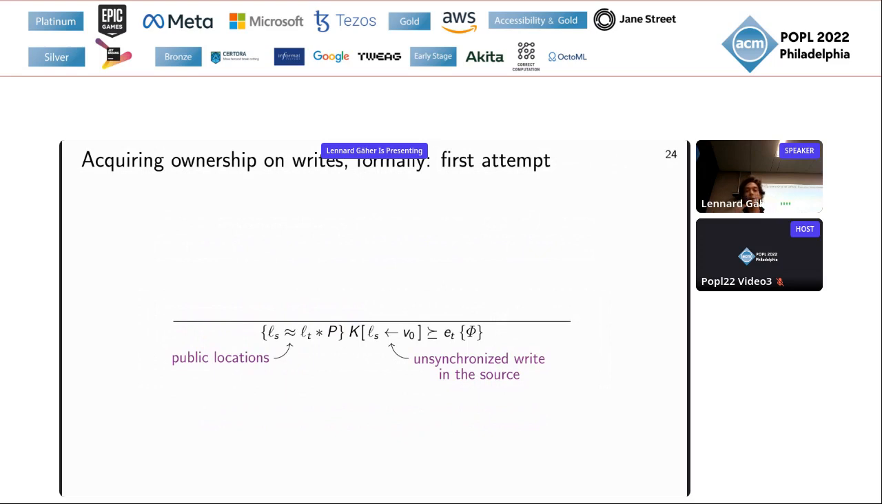Assume that we currently need to prove a simulation, written in the conclusion of the inference rule here, where the source expression contains an unsynchronized write to a public location ls that will be executed next. Then we can transform the goal to a simulation where we additionally can assume ownership of ls and lt, denoted by the points-to connectives, and those point to related values vs and vt. That isn't too complicated, so let us actually try to apply this to our example.